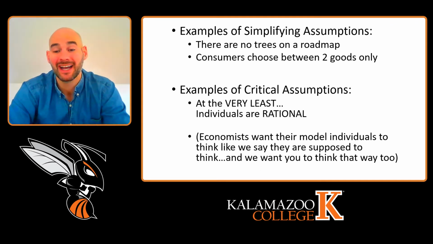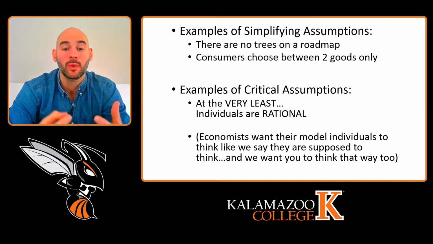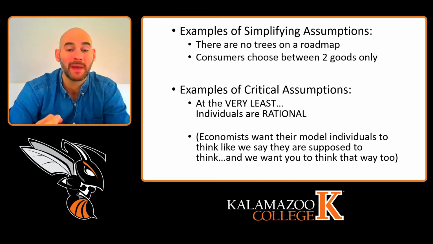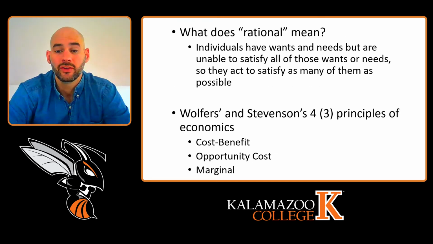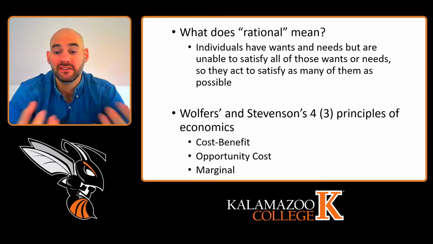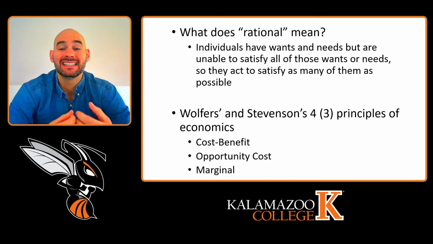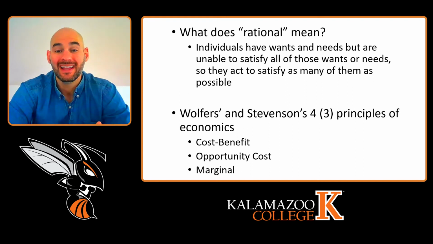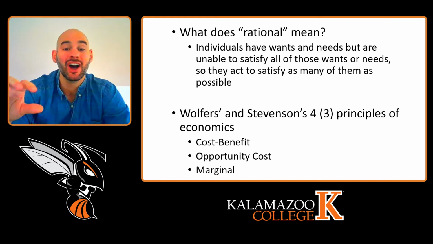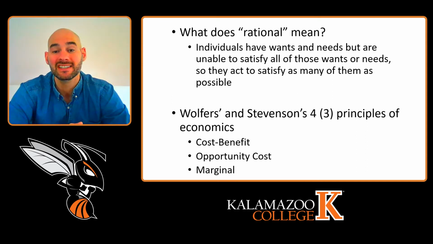And so over the next couple sets of slides in this video, we'll discuss the process about how you can think rationally, which is also the same way that economists expect individuals in their models to think. So what does rational really mean? Well, if we go back to our definition of scarcity, we realize that individuals or economic agents have wants and needs, but they're unable to satisfy all of those wants or needs. So they need to act to satisfy as many of them as possible. If you are just leaving your wants and needs unfulfilled, despite the availability to satisfy those wants and needs, then you're acting irrationally. That's all we're basically trying to describe.